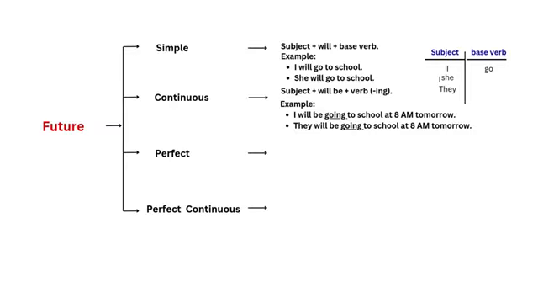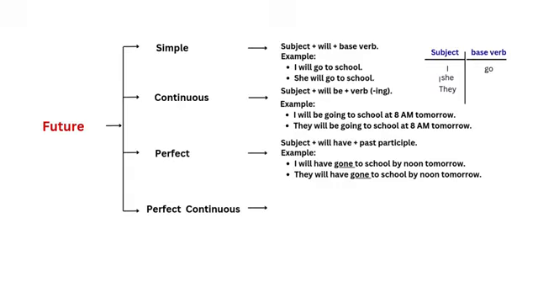Here, I is the subject. Will be is the auxiliary verb. Going is the main verb. To school is the object. At 8 a.m. tomorrow specifies the time when the action will be taking place. They will be going to school at 8 a.m. tomorrow. Here, they is the subject. Will be is the auxiliary verb. Going is the main verb. To school is the object. At 8 a.m. tomorrow specifies the time.